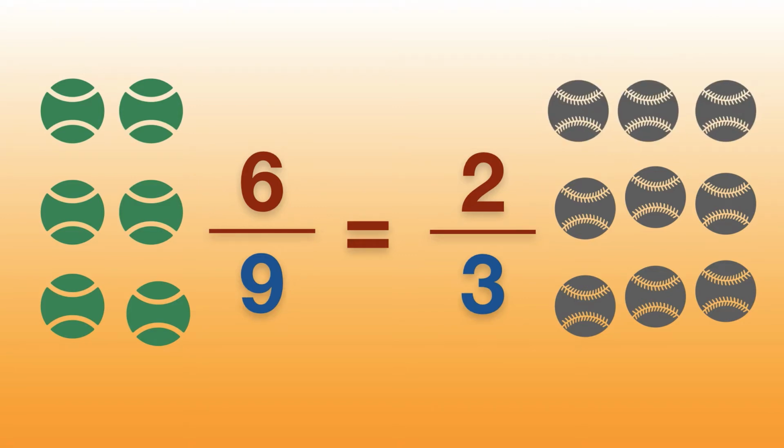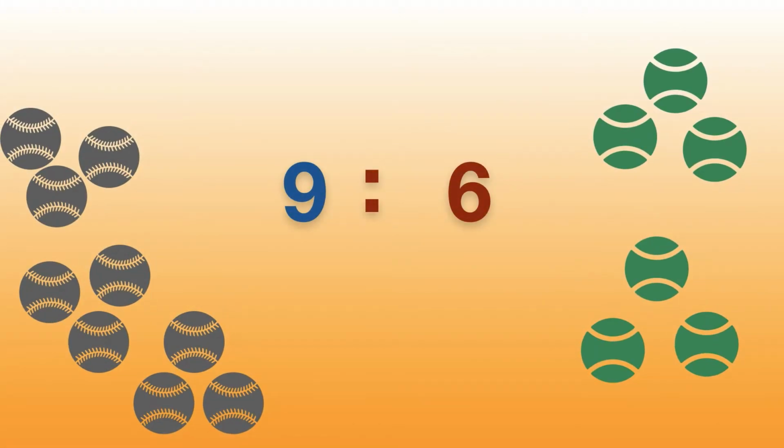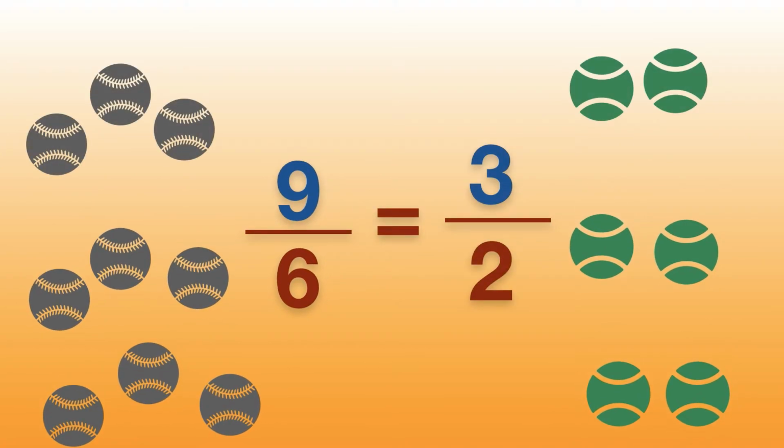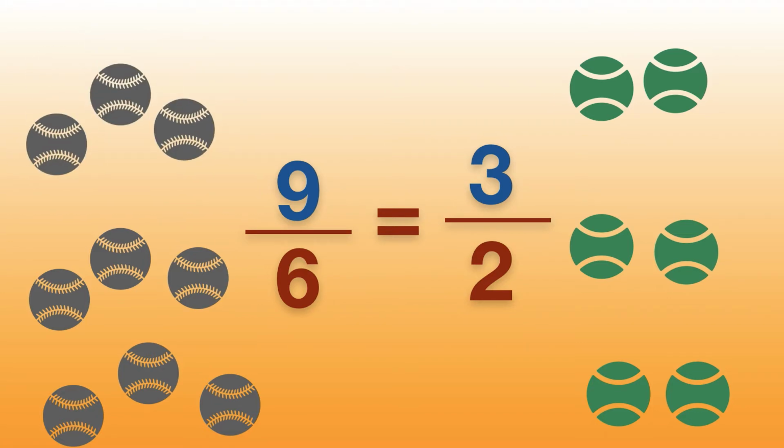If you, however, want to write the ratio of baseballs to tennis balls, we can write this as 9 to 6. Note that the order of the ratio is super important when you're dealing with ratio problems. This as a fraction is therefore 9 over 6 and simplifies to 3 over 2, as 9 and 6 can both be divided by 3, which means we have 3 baseballs to every 2 tennis balls.